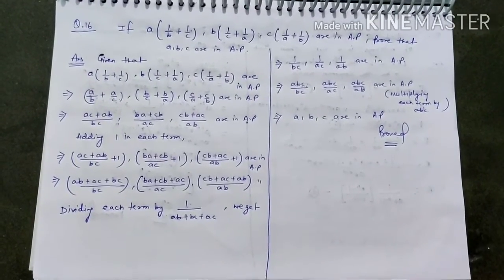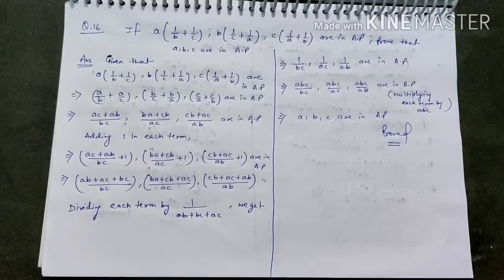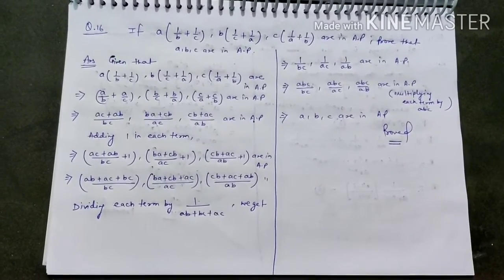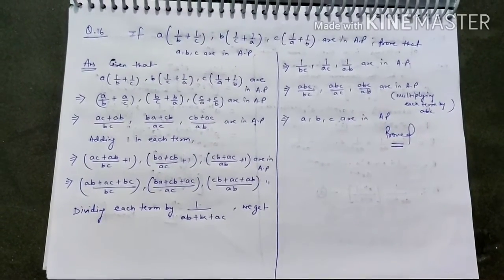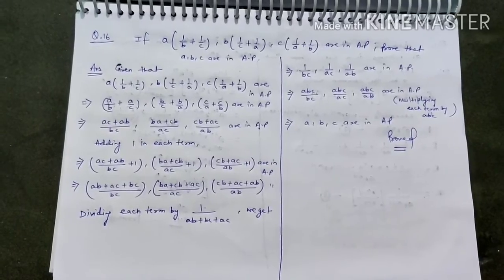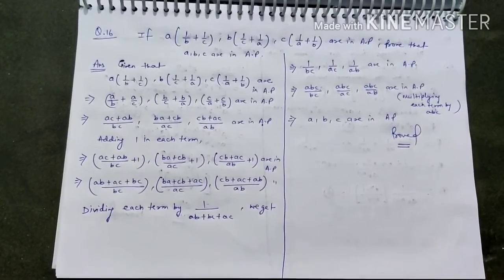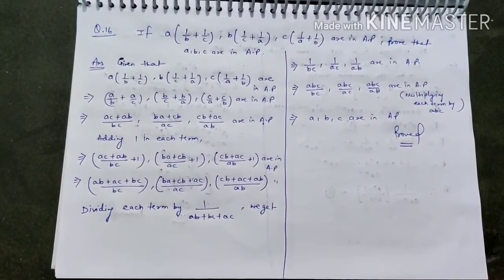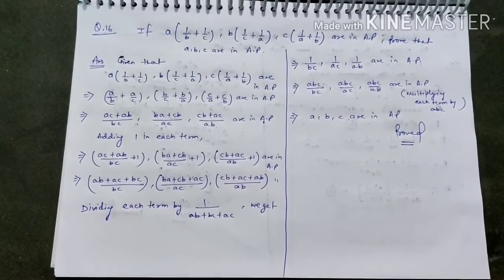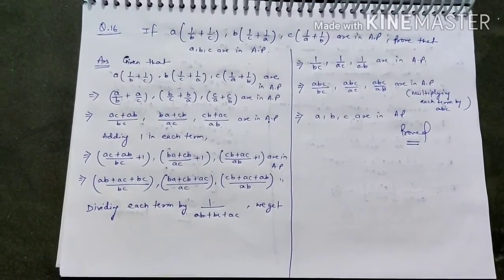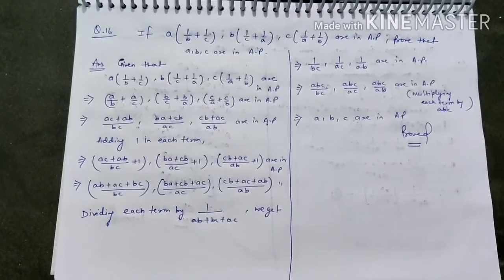Now see question number 16. If the given conditions are in AP, we have to prove that a, b, c are in AP. So we have just simplified that by doing multiplication and then adding 1, then dividing by some particular terms and then multiplying with some particular terms in all the terms given in AP.